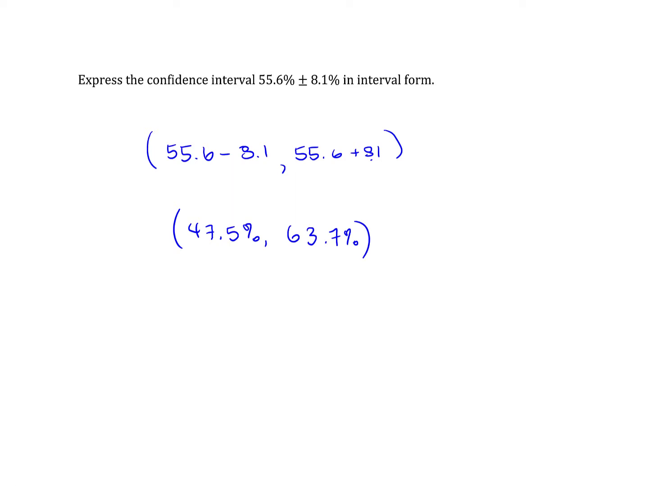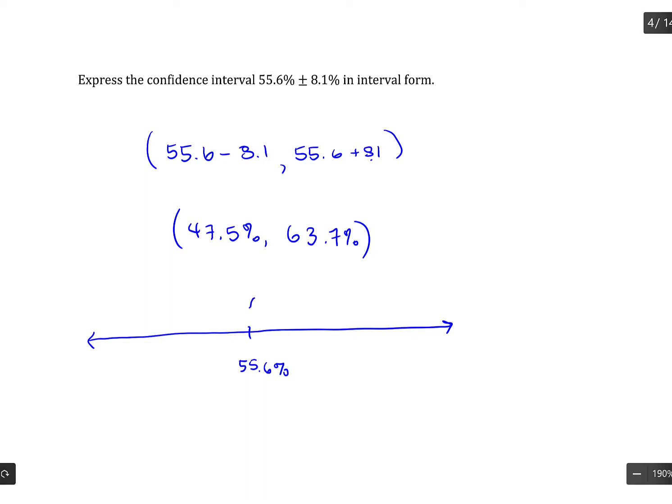So all we're doing is taking our point estimate, which is 55.6%. That's a terrible percent sign. Let me try that again. And if I add and subtract the margin of error, so the margin of error in this case is the 8.1%. So ME, or margin of error. So I am adding my margin of error, and that gives me the upper end point of my confidence interval.